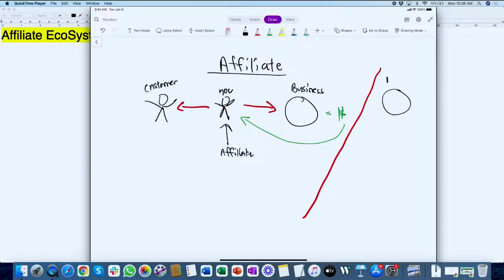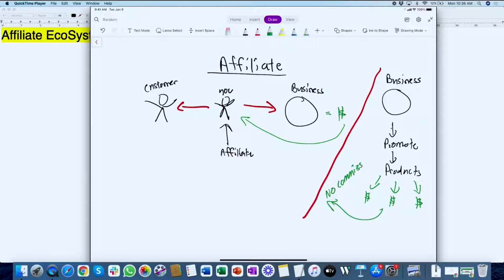The business continues to promote more products, and ultimately, the customer ends up buying more of these products. So the customer continues to spend money with the business, because businesses don't make just one sale. The problem is that because there's a line here, you get no commissions on these sales.